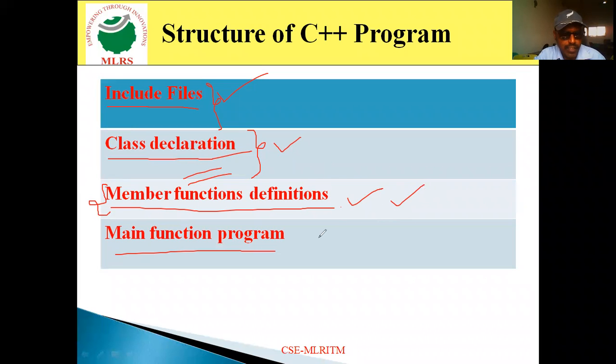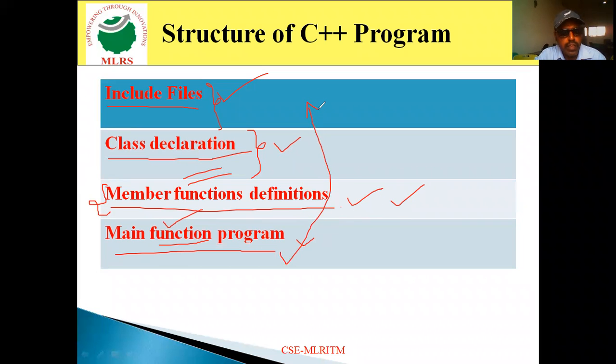Then at last, come to the main program. As usual, in C++ also, there is a unique function named the main function. A C++ program starts execution from the main function onwards. So when we specify the execution of the program, the execution starts from the main function from here onwards. Here the main function is placed at the bottom, so it executes bottom to top.